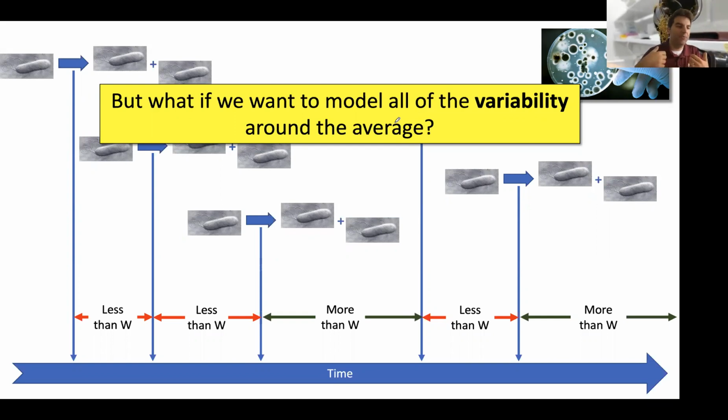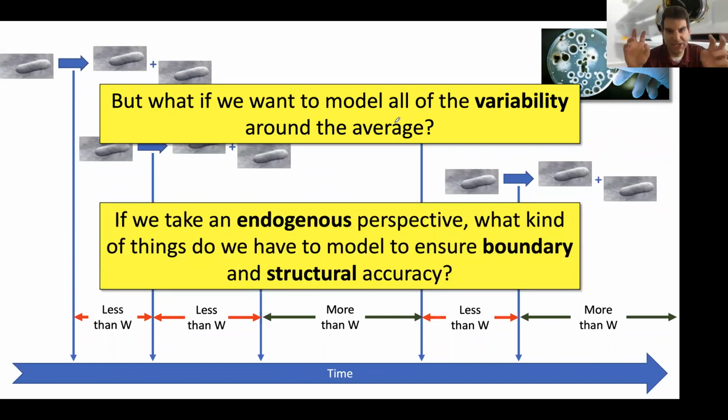So if I wanted to use the modeling tools that we have been using so far in class, the kind of deterministic modeling tools, this would be like trying to explain all of the reasons why my dog barks. If I was to take this endogenous perspective, in order to ensure boundary and structural accuracy, I would need to know all of the details that go into how a single bacterial cell works, and then how that multiplies across all of these different cells. So some cells might be more dehydrated than other cells. Some cells might be closer to a reproduction time than other cells. Some cells might have had more nutrients available than other cells.